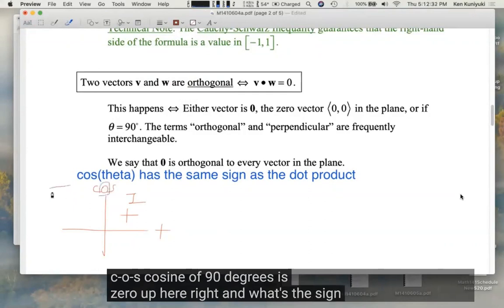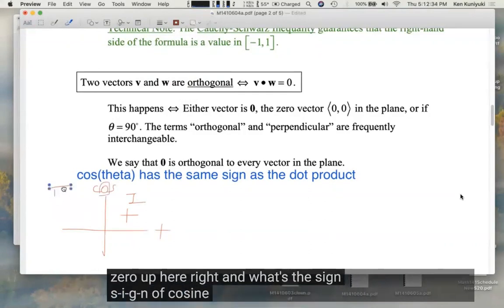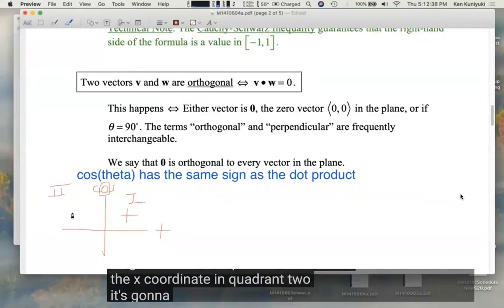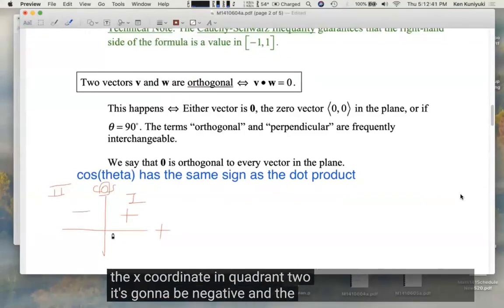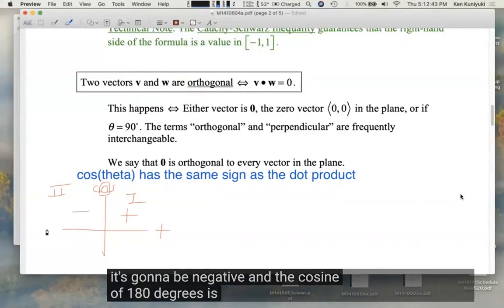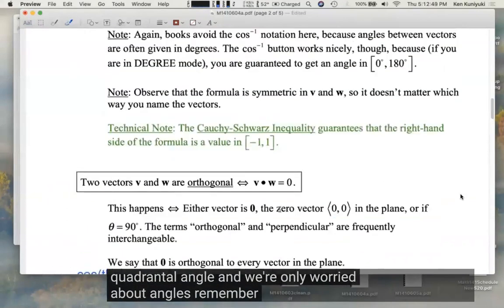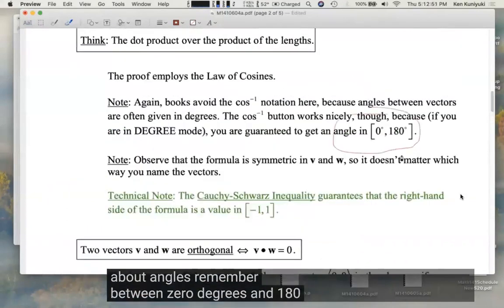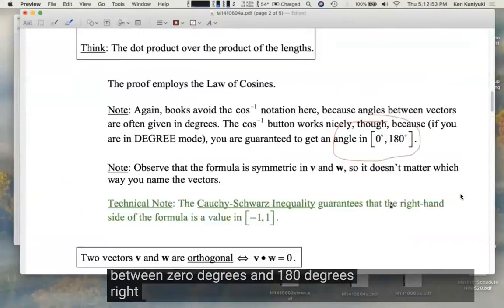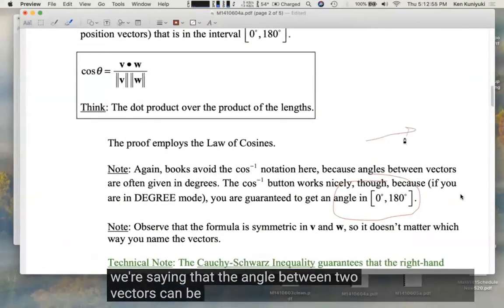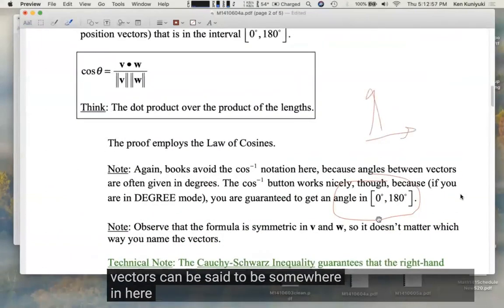And what's the sign, S-I-G-N, of cosine in quadrant 2? What's the x-coordinate in quadrant 2? It's going to be negative. And the cosine of 180 degrees is negative 1. So cosine is negative for this quadrantal angle. And we're only worried about angles, remember, between 0 degrees and 180 degrees, right? We're saying that the angle between two vectors can be said to be somewhere in here.